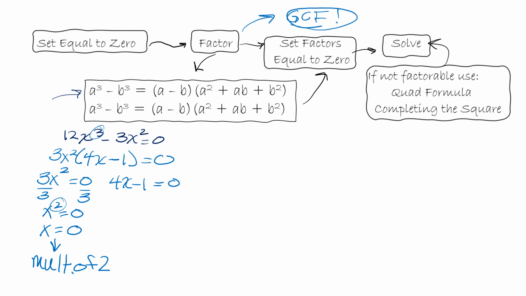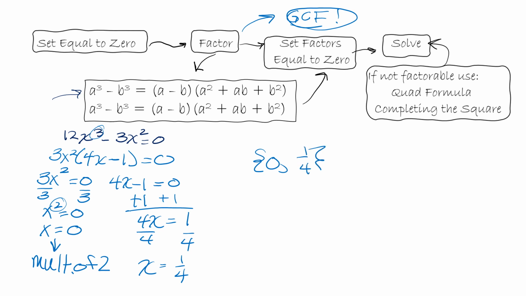And then for the 4x minus 1 equal to 0, I'm just going to add 1. And I'm going to get 4x equals 1. And if I divide by 4, x equals 1/4. You don't need to change it to a decimal. So you know that your zeros in this case are 0 and 1/4. Okay.